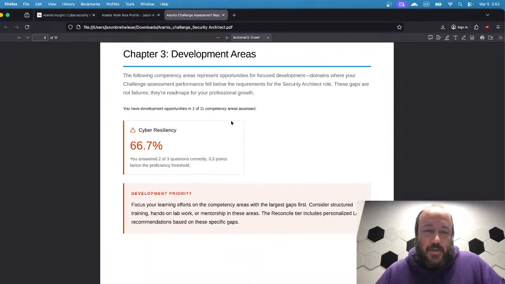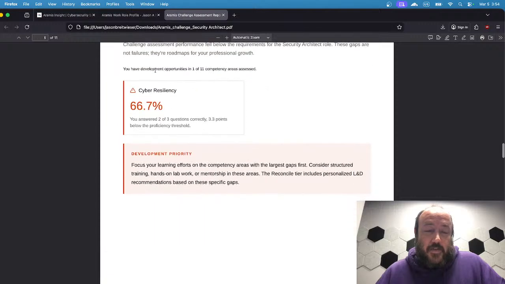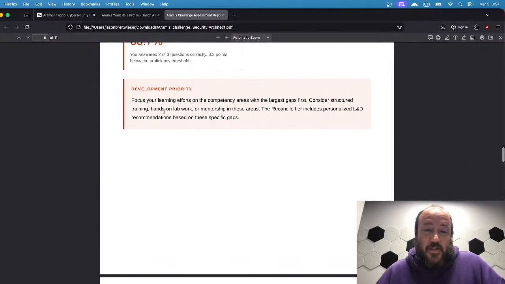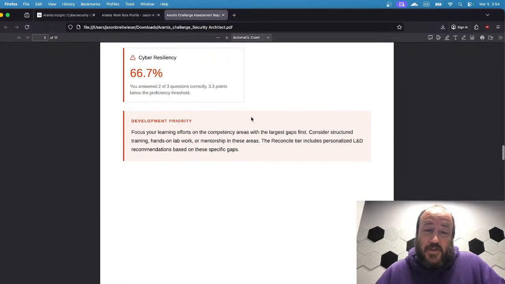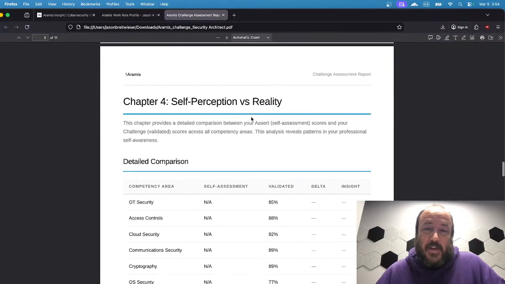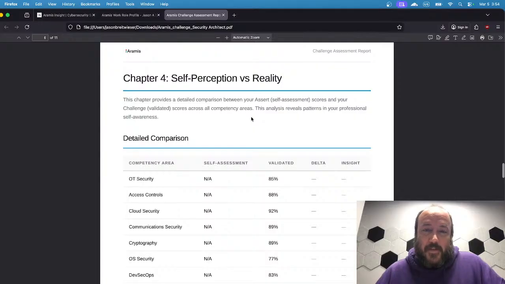So looking at cyber resiliency, I'm loath to see this, but cyber resiliency is something I'm eager to see the gap closed on. There is development opportunity in one of the 11 competency areas assessed, cyber resiliency. Focus on that and I should be in much better shape: hands-on lab work, mentorship. Probably going to be a little bit more mentorship than labs because resiliency is generally about trying to keep things alive.